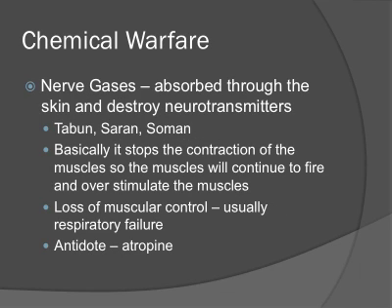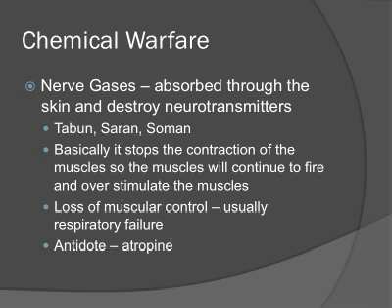Another type of chemical warfare is nerve gases. These can be absorbed through your skin, and basically what these do is destroy your neurotransmitters. There are lots and lots of different kinds, but there's 3 that our government is well versed at. I'm not going to say we actually use them because I don't know. I'm not even going to pretend to know. But there's Sabun, Saran, and Suman.